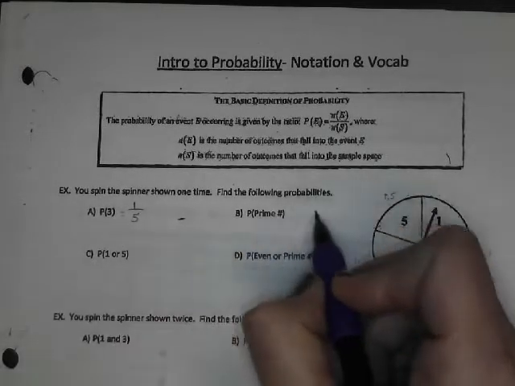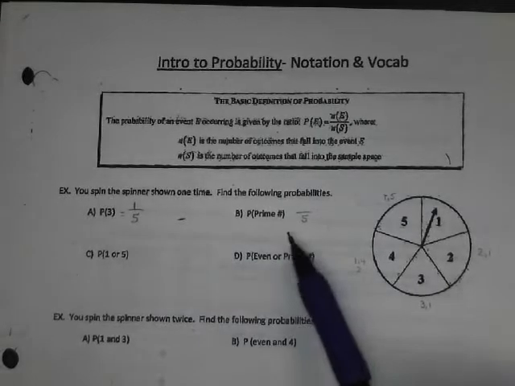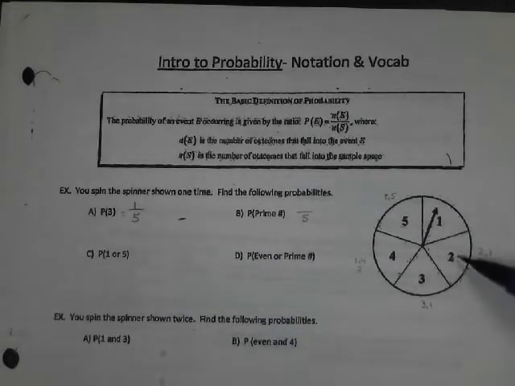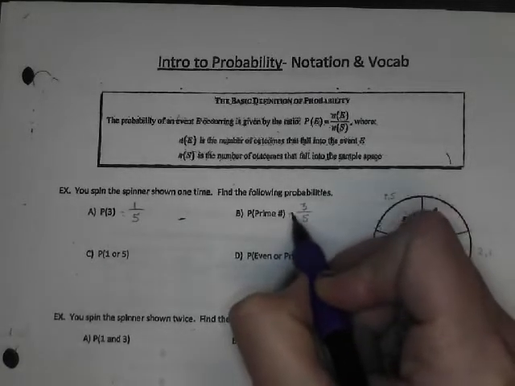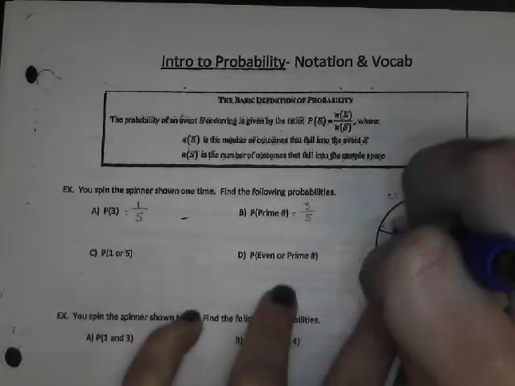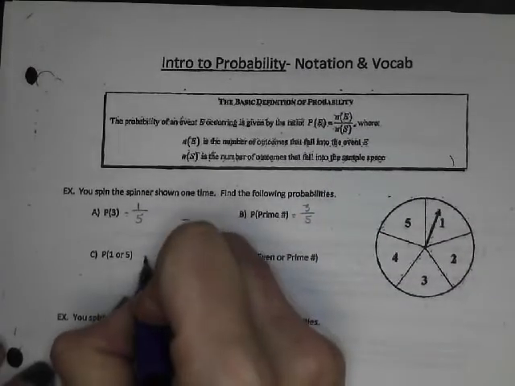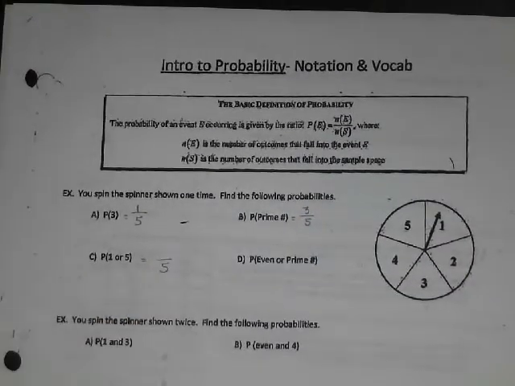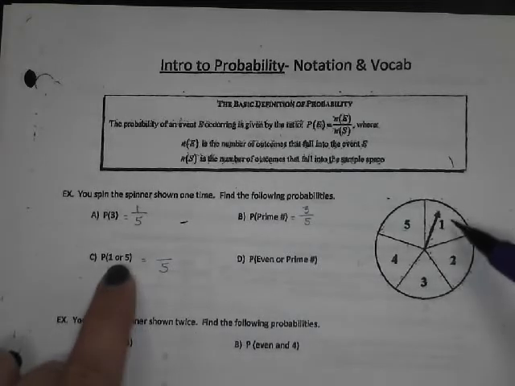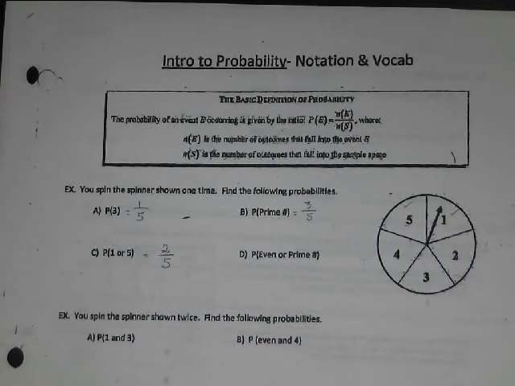So of those 5 outcomes, so that'll give you your denominator, number of total possibilities, the ones that satisfy being prime are 2, 3, and 5. So 3 of the 5 outcomes satisfy being prime, which means you have 3/5 chance of rolling or spinning a prime number. Okay? A 1 or a 5. Again here, the total number of outcomes is still 5. How many of those would satisfy being a 1 or a 5? 2 of them. Okay? 2/5.